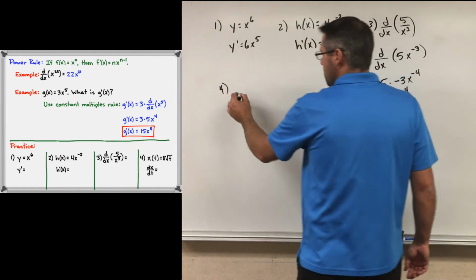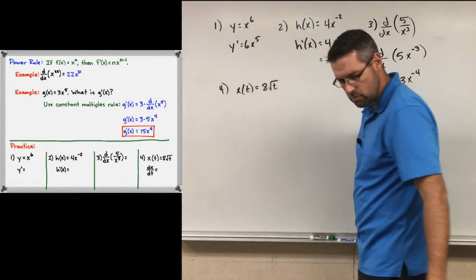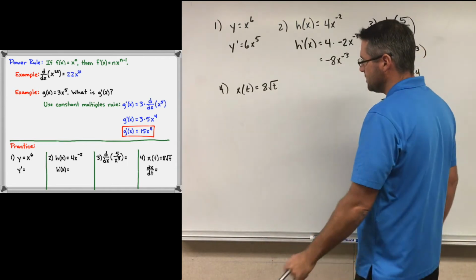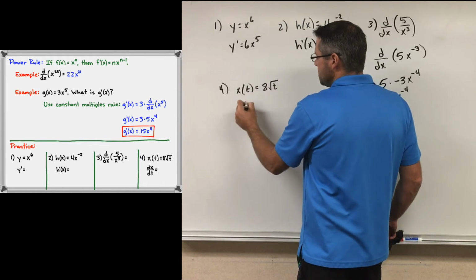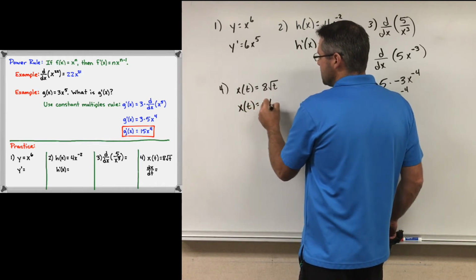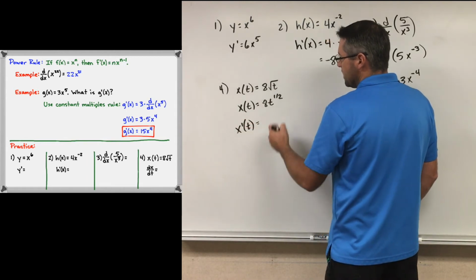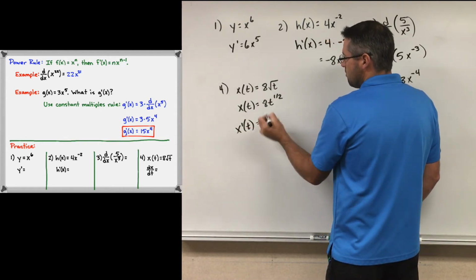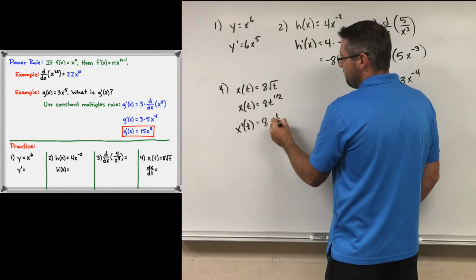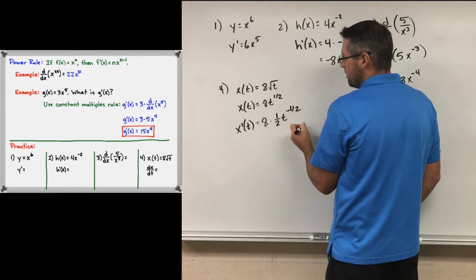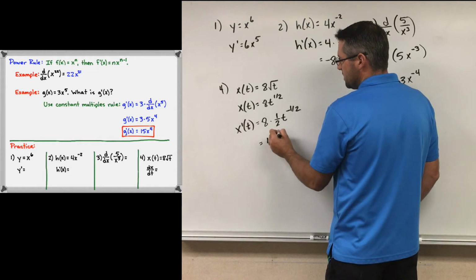All right, so number 4, we've got x of t equals 8 radical t. Well, we have to be able to write this so that this is a numeric exponent. So x of t is equal to 8t to the 1/2. Then the derivative of that is going to be, take the constant out, multiply it by the derivative of the power, so it would be 1/2 t to the negative 1/2, and then we can multiply those together. 8 times 1/2 is 4, and so we end up with 4t to the negative 1/2.